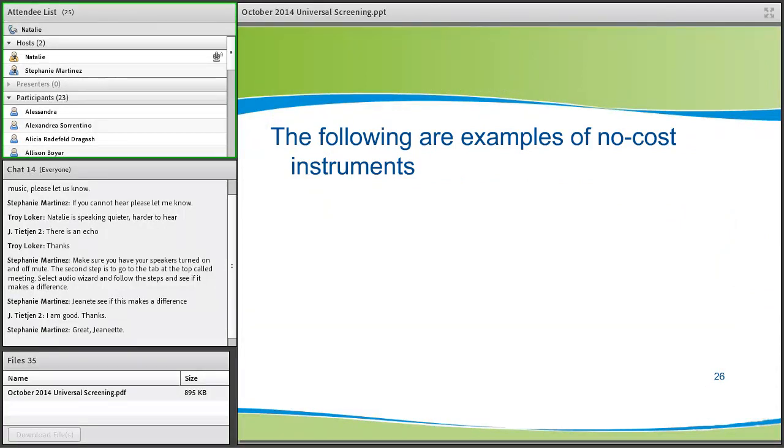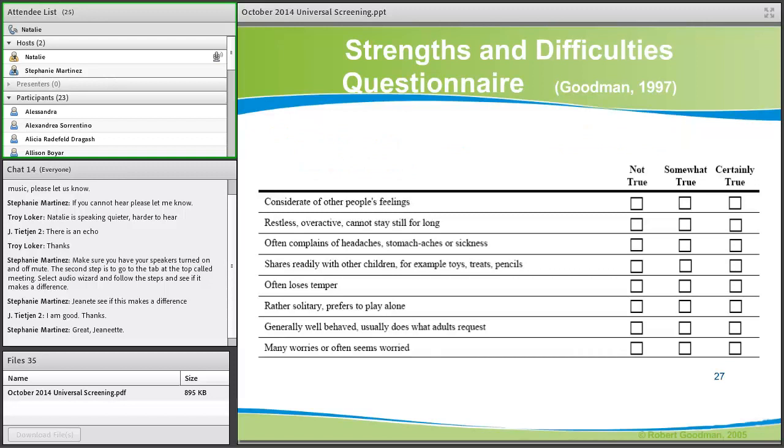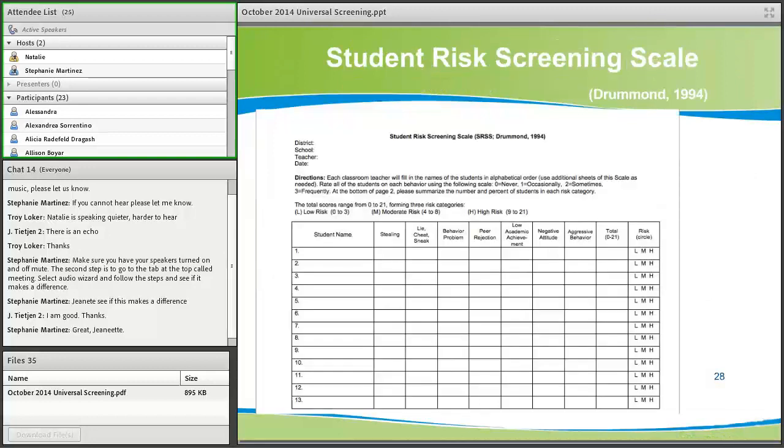And just to show you a couple of examples of no-cost instruments that you could take a look at. One is the Strengths and Difficulties Questionnaire. This tool has been around for quite some time. It's short, and it's also, I think I just mentioned, available for free. Here you can see another example. This is the Student Risk Screening Scale, and this is how it might be set up if you're collecting teacher report information, where the teacher lists the students in her or his class on the left side, and then provides the ratings.